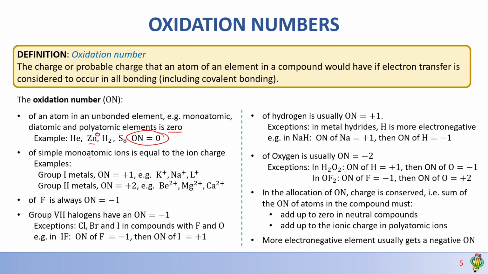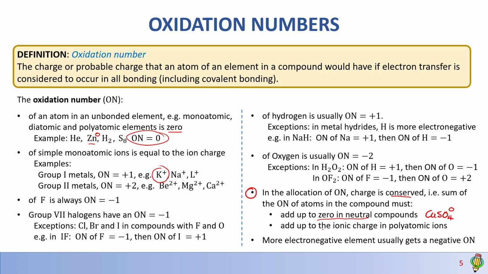The oxidation number of simple monoatomic ions is equal to the ionic charge. For example, if you look at group 1 metals like potassium, they have a charge of +1, so we say the oxidation number is +1. If it is group 2 metals, the oxidation number is +2, for example, calcium 2+. In the allocation of oxidation numbers, the charge is conserved, which means the sum of the oxidation numbers of atoms in a compound must add up to 0 in neutral compounds. For example, a compound like copper sulfate doesn't have any charge. We say the oxidation number of the whole molecule is 0.